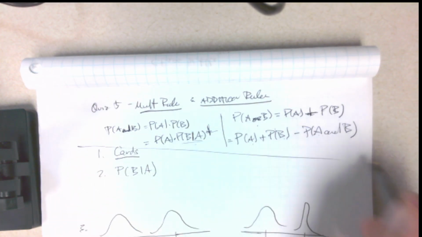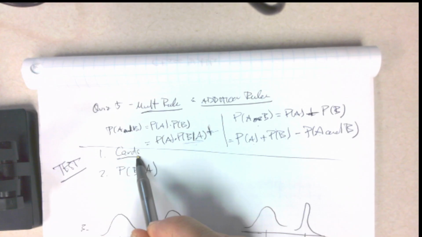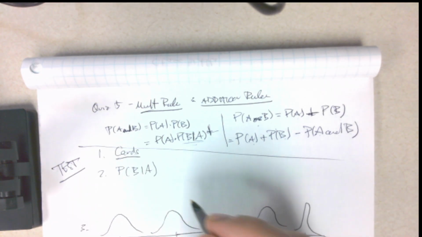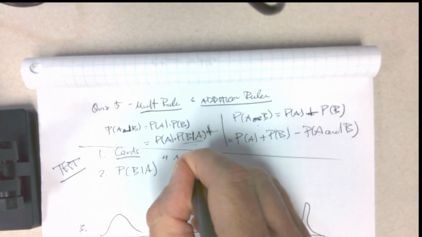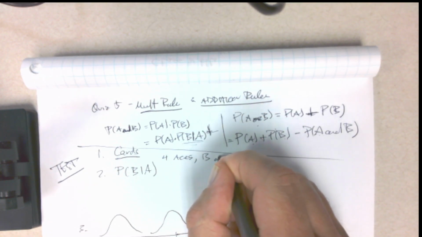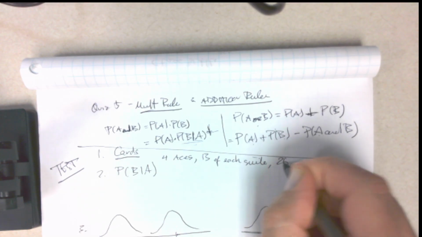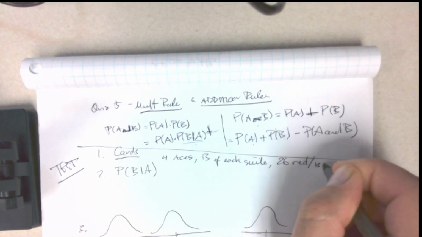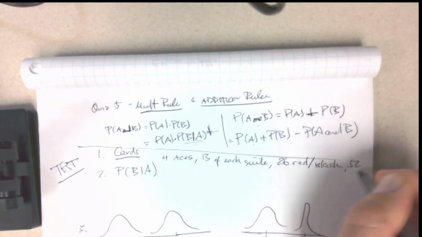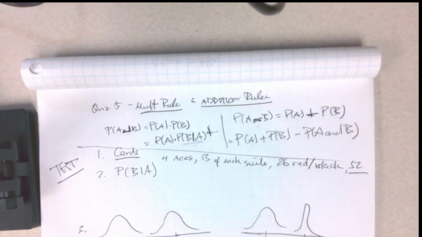The other thing on the test, so this is on the test, make sure you know about cards. Like there's 4 of each kind, right? There's 4 aces, for example. There's 4 of each kind. There's 13 of each suit, right? There's 26 red cards and 26 black cards, and 52 cards total. So just know those numbers, 4, 13, 26, and 52. That should help you. There's a lot of probability that uses these numbers.